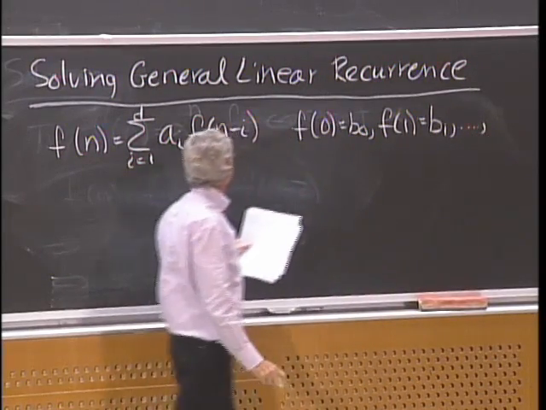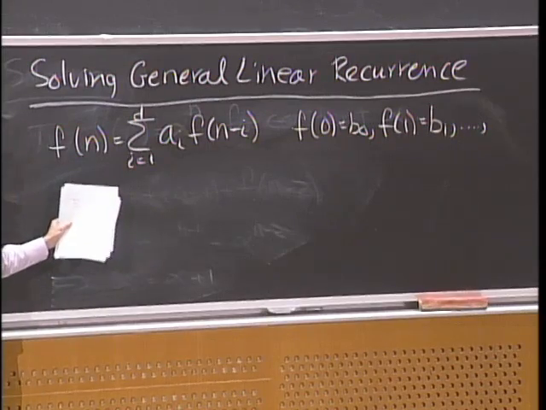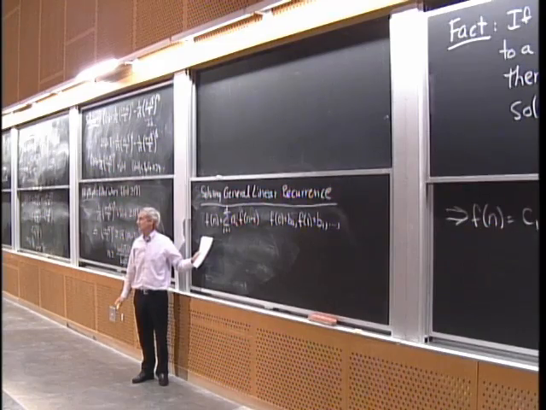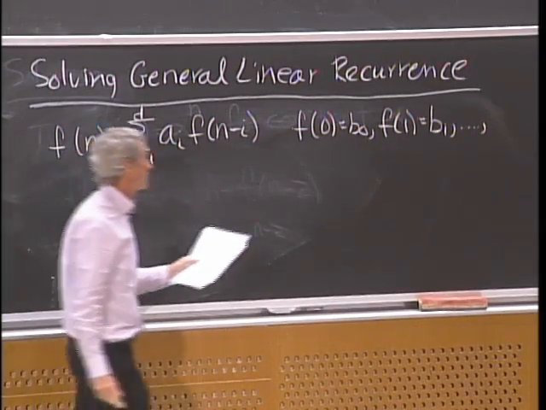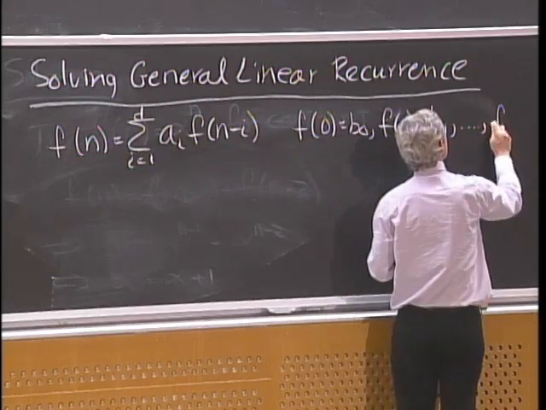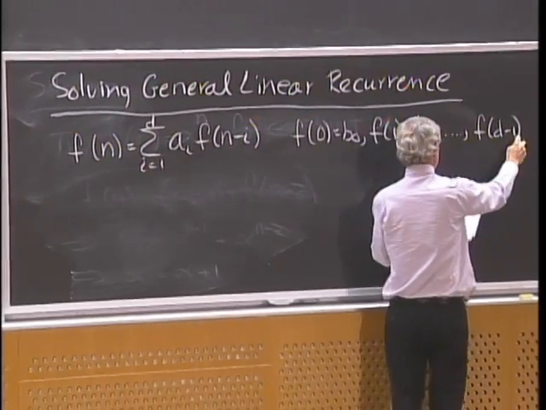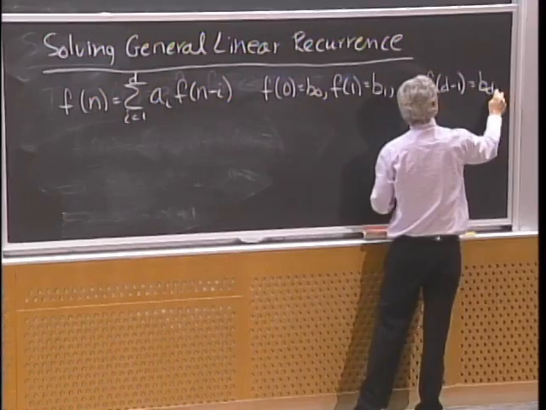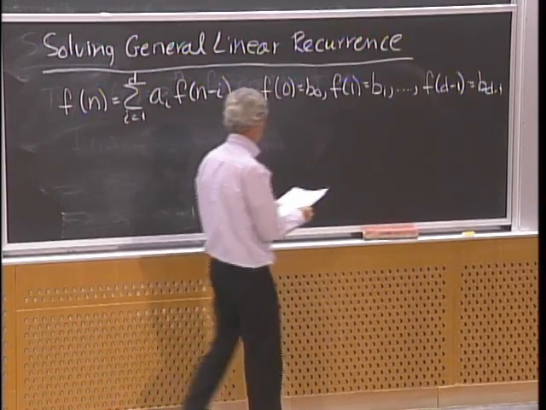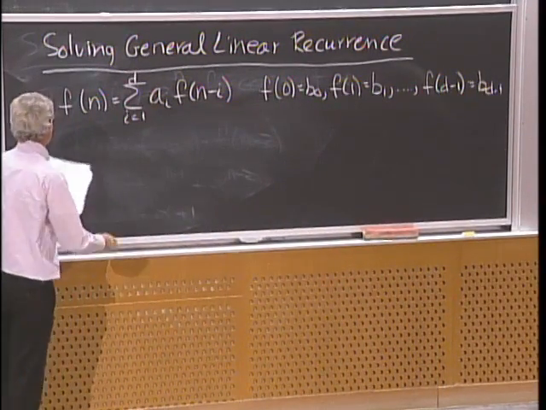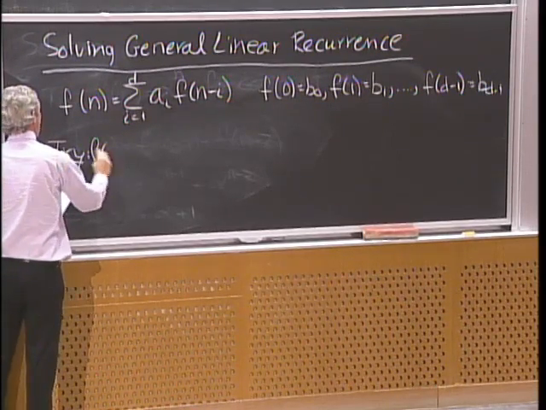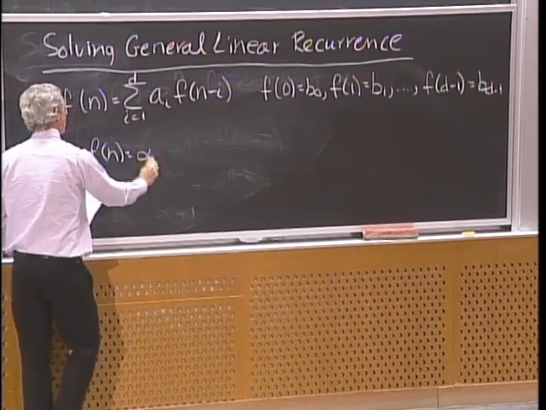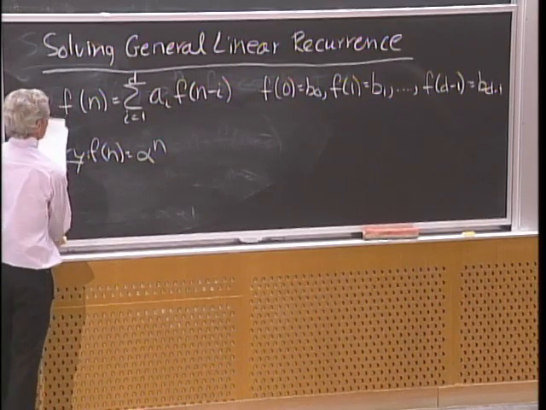And how many boundary conditions do you think I'm going to need to have? Any guesses? I had 2 for Fibonacci. In this case, I've got d terms. I'm going to need d boundary conditions. So we'll go all the way to f of d minus 1 equal to b of d minus 1. All right, and now I'm going to try f of n is alpha to the n. We're going to plug it into this expression.